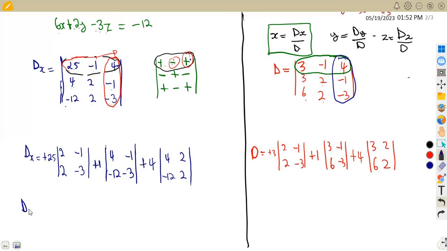All right. So remember that our determinant, guys, is always taken from the product of the major diagonal minus the product of the minor diagonal. So 25 here, I'm just going to multiply. I'm not going to indicate everything here.